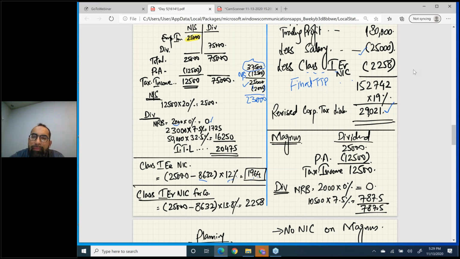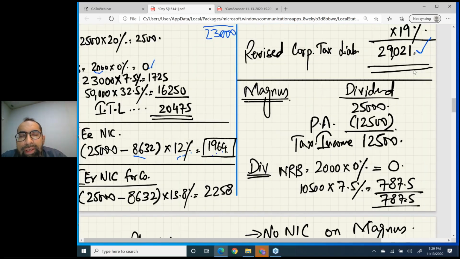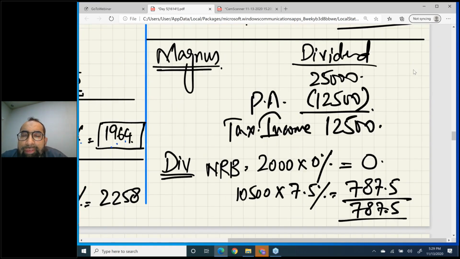Now, for dividend income, there is only one income of Magnus. See this bracket, I've enlarged. Dividend income is 25,000. As there is no other income, this 25,000 will be net income, and this 25,000 will become ANI. And we all know when the ANI is less than 100,000, you get a fixed personal allowance of 12,500. So from 25,000, you will deduct the personal allowance of 12,500. Your final taxable income will be 12,500.